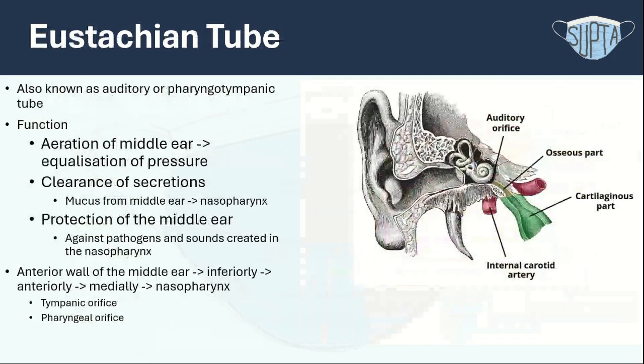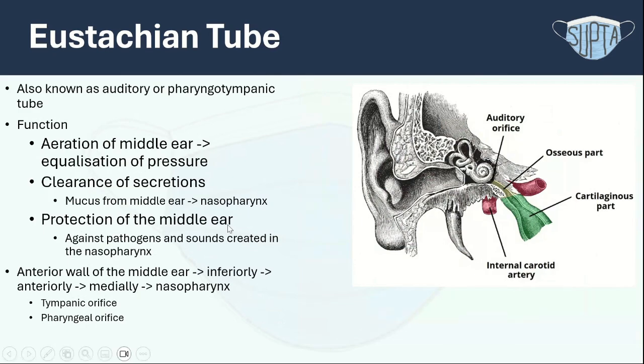Now, talking a bit more about the eustachian tube. It's known as the auditory or pharyngotympanic tube, and its main function is aeration of the middle ear and equalization of pressure. Clearance of secretions, so that involves mucus from the middle ear back through to the nasopharynx, and then protection of the middle ear against pathogens and sounds that are created in the nasopharynx.